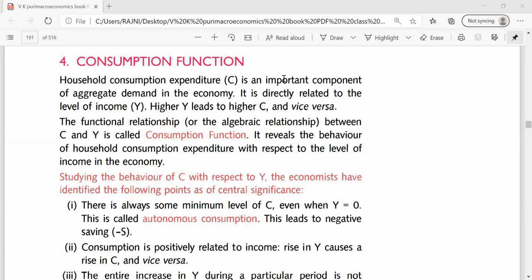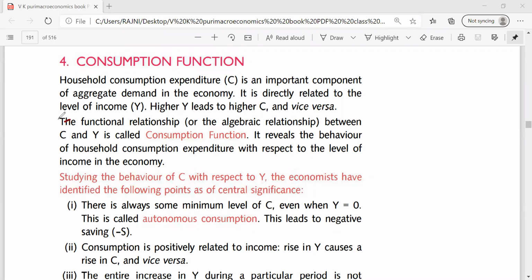So we know very well that the household consumption expenditure is a very important component of aggregate demand, and generally it is mainly related to the income of the consumer. कि एक person के पास जितना ज्यादा पैसा होगा वो उतना ज्यादा स्पेंड करेगा, और जितना कम पैसा होगा वो उतना ही कम स्पेंड करेगा. So there is a particular relationship between the income and the expenditure of a consumer.